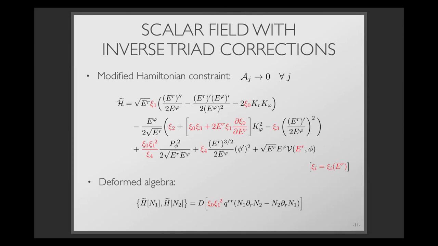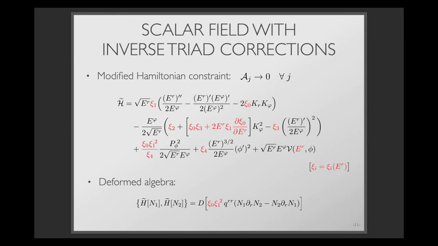This procedure leads to the following Hamiltonian constraint. The K functions stand for possible inverse triad corrections and only depend on the radial component of the triad. Remarkably, the dependence on the curvature is fixed up to canonical transformations. This result strengthens previous studies pointing out the non-covariance of holonomy modifications in the presence of matter fields. However, inverse triad corrections are consistent with the assumption of covariance in these effective models. They deform the bracket between Hamiltonian constraints as shown at the bottom.